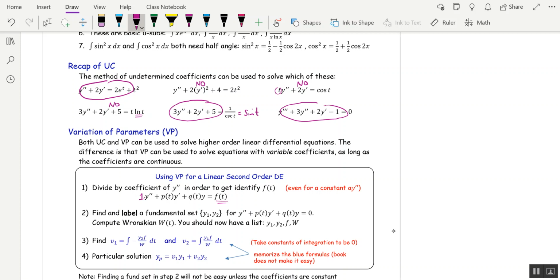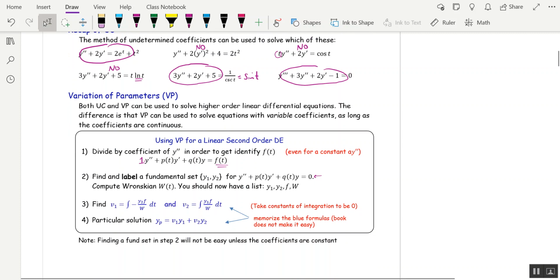Then you're going to find a fundamental set for the associated homogeneous differential equation. So a y1 and a y2, you're going to label them. It's important to label them, and it doesn't matter how you label them, just stick to your labels for the whole solution process. You're going to find their Wronskian, and so at this point you'll have a list of 4 things, y1, y2, f, and w.